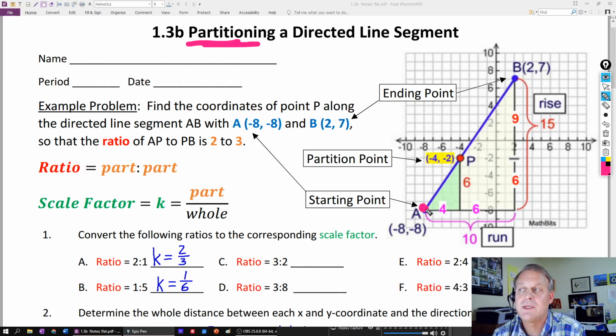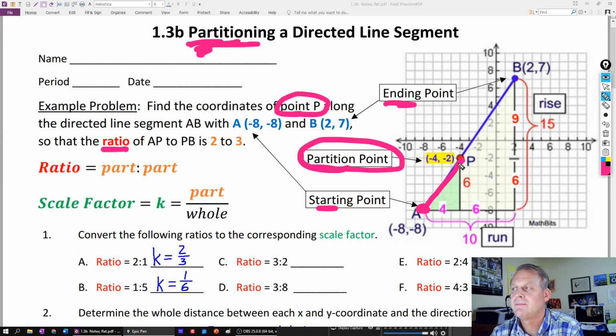In other words, they don't want us to go all the way to the end. Instead, they only want part of this directed line segment. So we're going to start at A, and they want us to go a certain ratio from the starting point toward the ending point. This tells us to find the coordinates of point P. So point P is our partition point. Here's our partition point there.